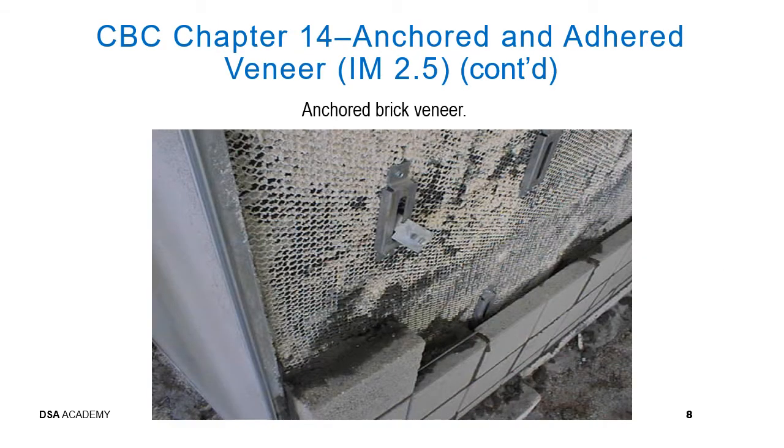This picture shows a partially constructed anchored brick veneer wall with a veneer anchor. There is a 9-gauge wire that must be engaged to the veneer anchor.